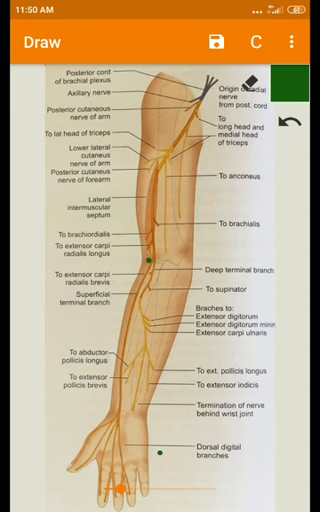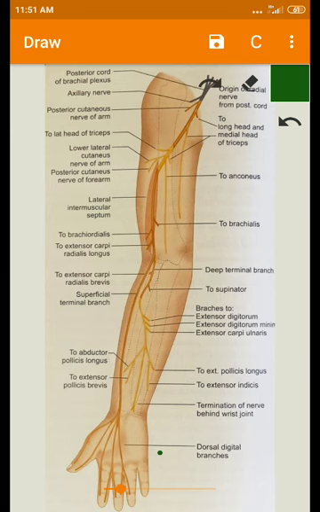What happened now? We'll see. At the level of the lateral epicondyle, the radial nerve gives rise to the posterior interosseous nerve, that is the deep branch, which pierces the supinator and passes through it, winding round the lateral side of the radius to come to the posterior aspect. This is the thing happening at this level.